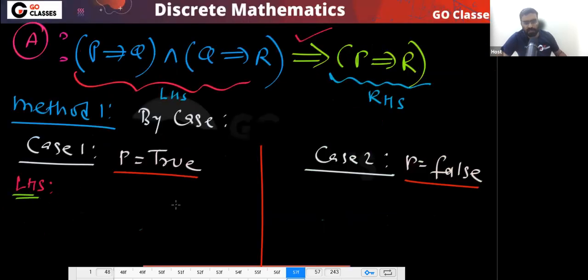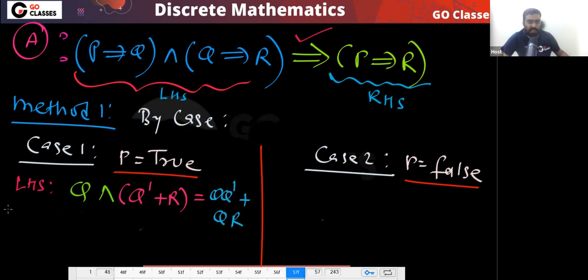Now you can notice what will be LHS if P is true. When P is true, then this will be Q. Do you agree this will be Q? When this is true, then this whole thing will be Q, because this is already true. True implies Q is Q. And if P is true, then this will be Q and Q implies R. So that will be Q and (Q dash or R). What will that be? That will be Q and Q dash, or Q and R. So your LHS is basically Q and R. This is your LHS.